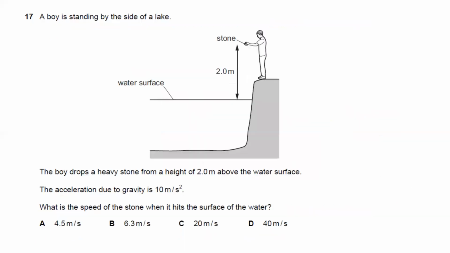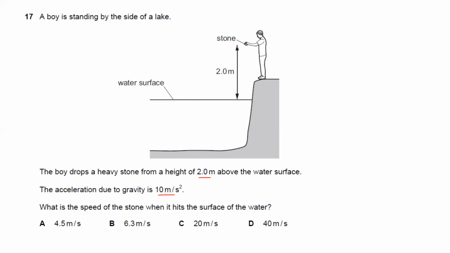Next part, question number 17. It says a boy is standing on the side of a lake. The boy drops a heavy stone from a height 2 meters above the surface of water. The acceleration due to gravity is 10 meters per second squared. What is the speed of the stone when it hits the surface of the water?